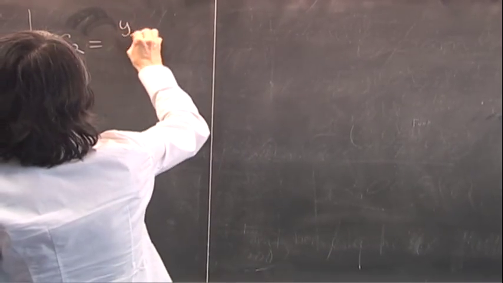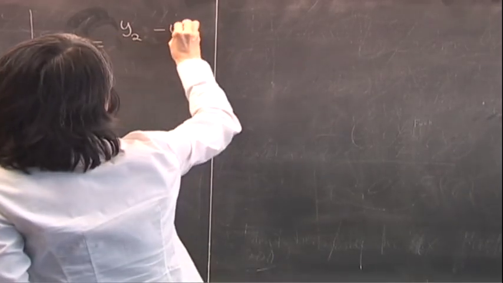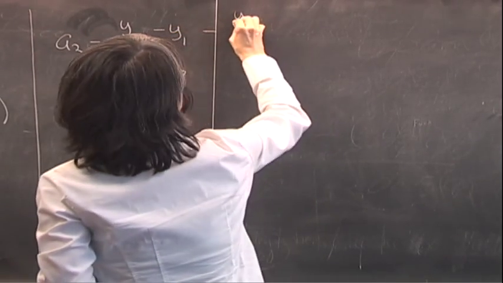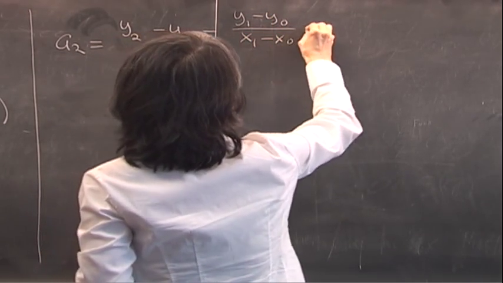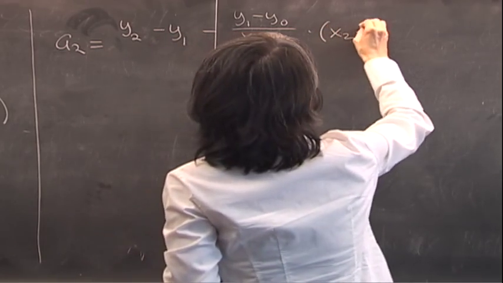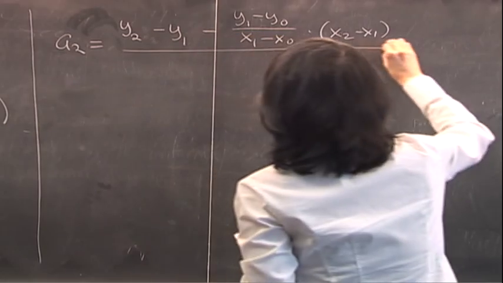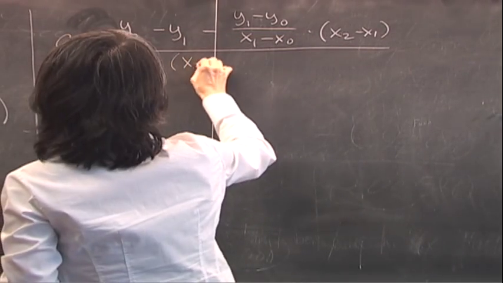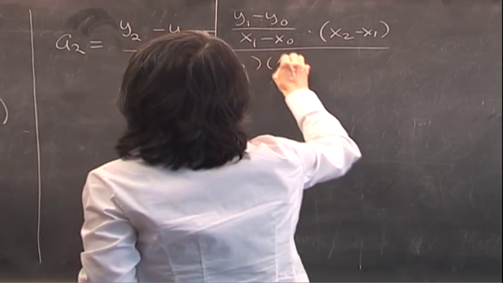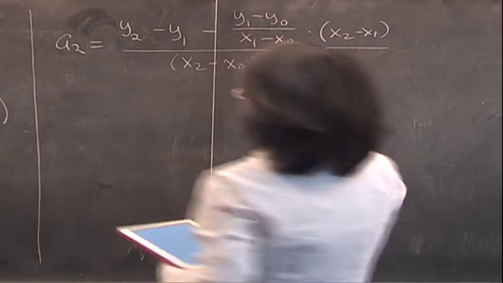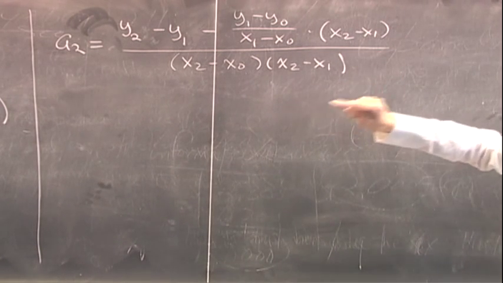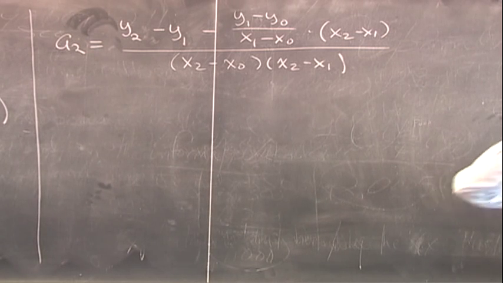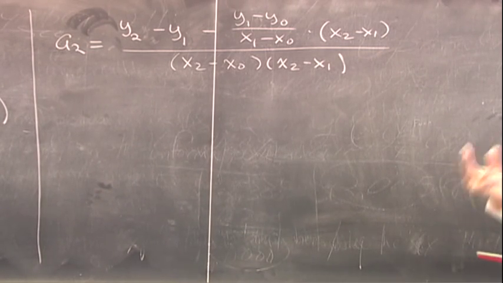So this becomes y2 minus this thing, so is y1 negative y1, y0, x1, x0 times x2 minus x1 over x2 minus x0, x2 minus x1. So I copied A2 over and I plugged in the expression for P1 at x2. Is that okay? It's just manipulation. I want to write it in another way that tells me actually what's going on.